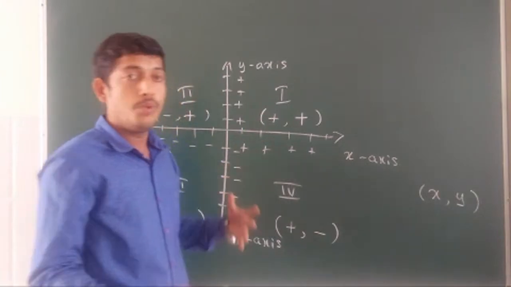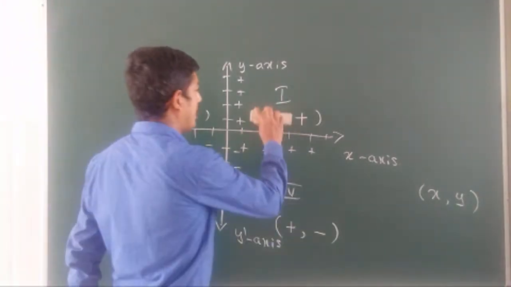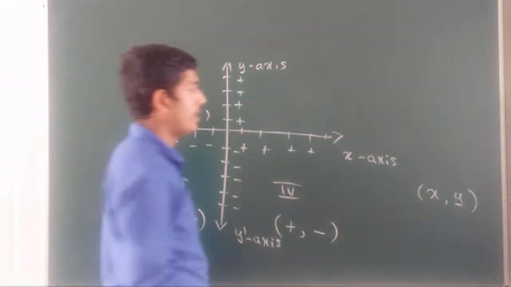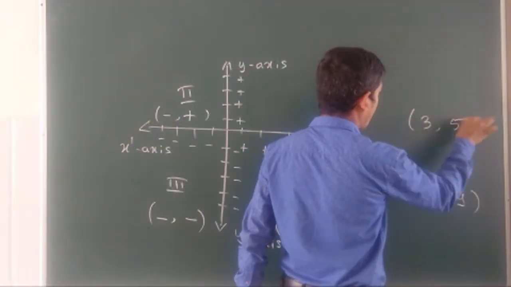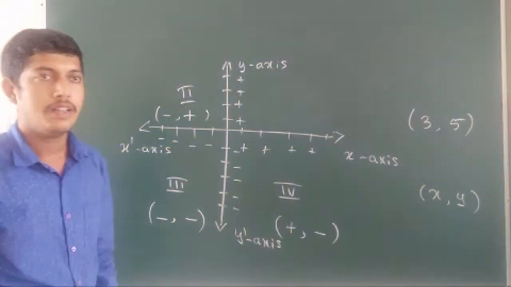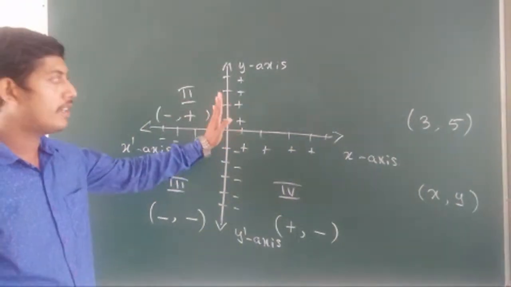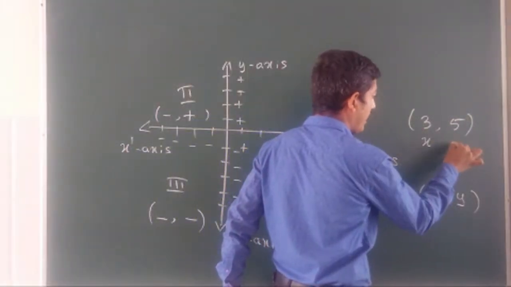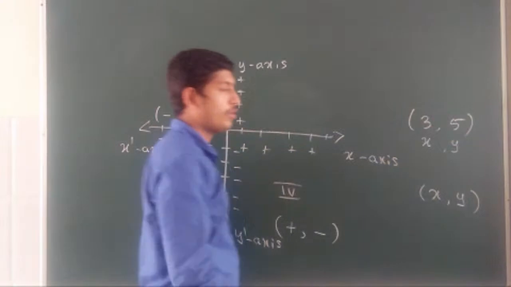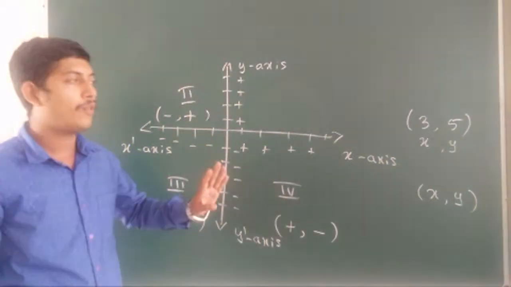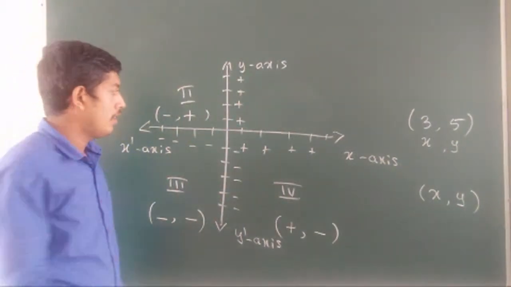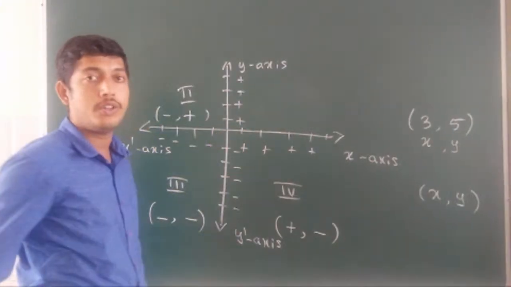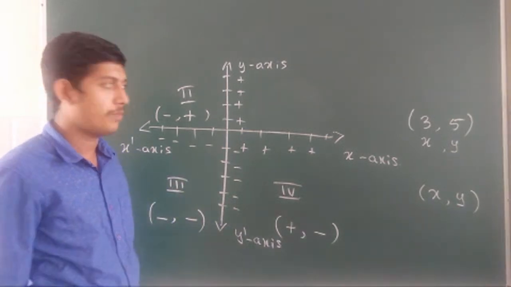Now to represent the points, for example, I consider a point which is present in the first quadrant, that is 3 comma 5. Now to mark the point on the graph, first we have to consider this as the x coordinate and this as the y coordinate. So the x value is 3 here and the y value is 5. To mark the point, first we have to choose the origin. The points at the origin are 0 comma 0.